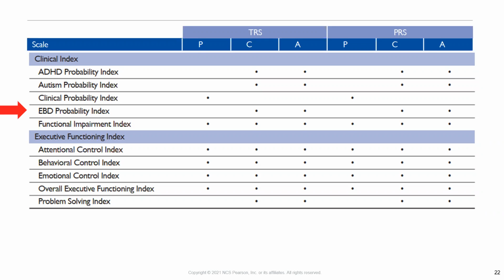And I want to point out here the EBD probability index, for example, that provides an indication of the similarity between the obtained scores and behavioral disturbance or disability. Children who present with elevated scores likely exhibit a variety of behaviors that are disruptive, unusual or antisocial, that result in strained relationships with adults and peers, and they may also display a range of negative emotions like anger, pessimism, and sadness.